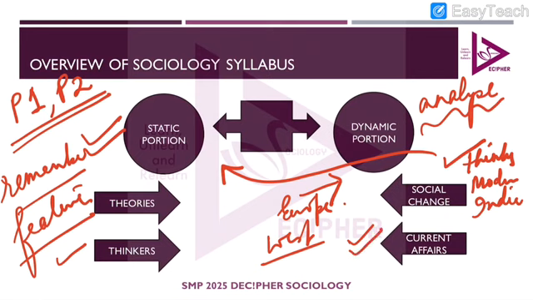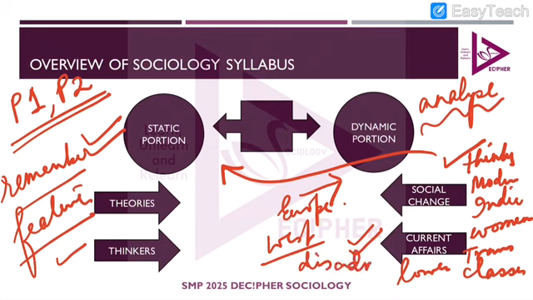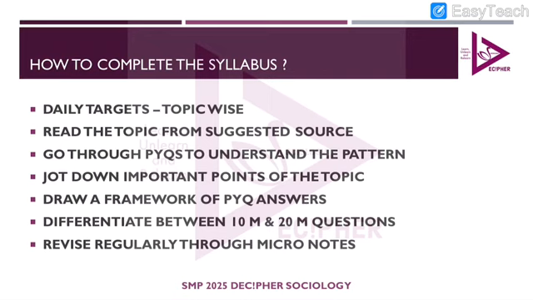We will also have current affairs, because social change is always in news. Some good initiative, for example, has been taken for women, for transgenders, for the lower classes, for the disadvantaged sector. So, everything comes under the dynamic portion, and we have to read the newspapers regularly. Now, you must be thinking, how do I complete the syllabus? So, in order to master or tame this monster called sociology, what do we do?